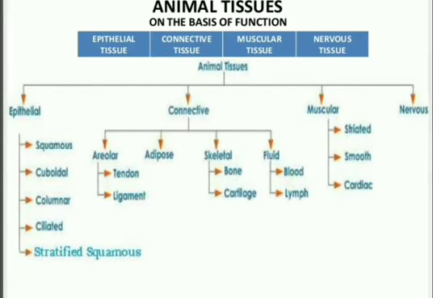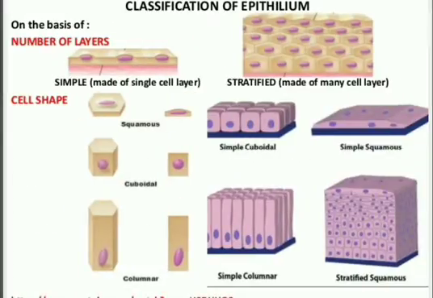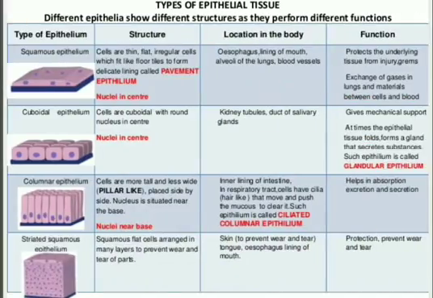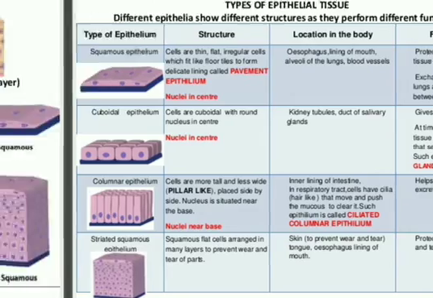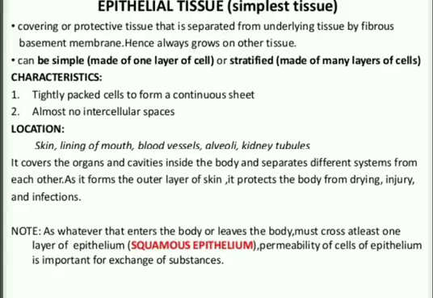So I think the epithelial tissue, the simplest among the animal tissues, is clear to you. The next things we are going to cover in our next video. In our next video, we are going to cover the different types of epithelial tissues, and we will discuss their locations in our body.